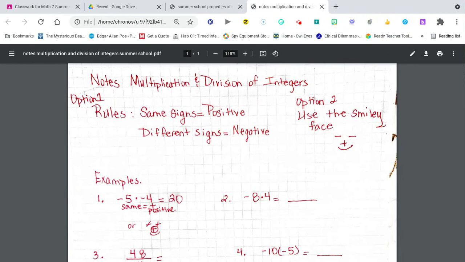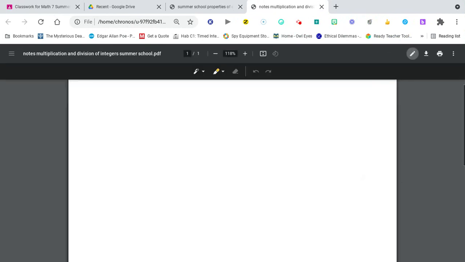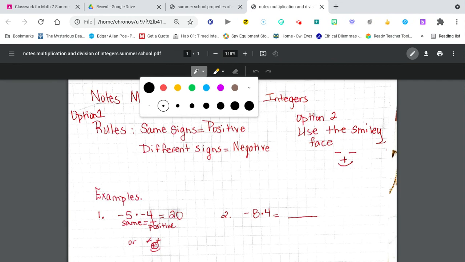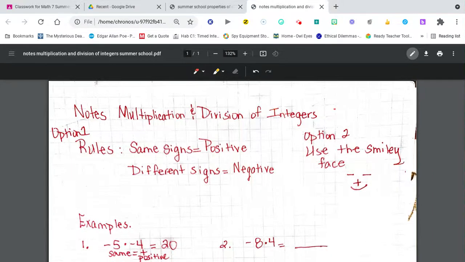To multiply or divide integers, I provided you with two options. One option, I'm going to do this in blue, is to just use the rules. So the rules say if the signs are the same, you're going to end up with a positive answer. And the other rule says if the signs are different, you're going to end up with a negative answer. Same, positive, different, negative. It's just that simple.